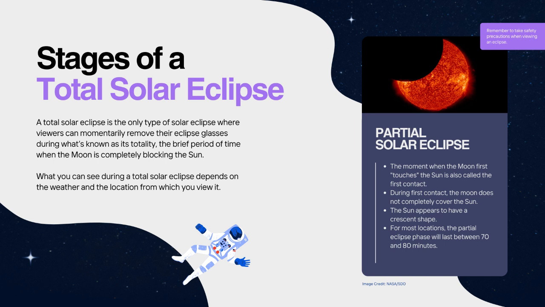Partial solar eclipse. The moment when the moon first touches the sun is also called the first contact. During first contact, the moon does not completely cover the sun. The sun appears to have a crescent shape. For most locations, the partial eclipse phase will last between 70 and 80 minutes.